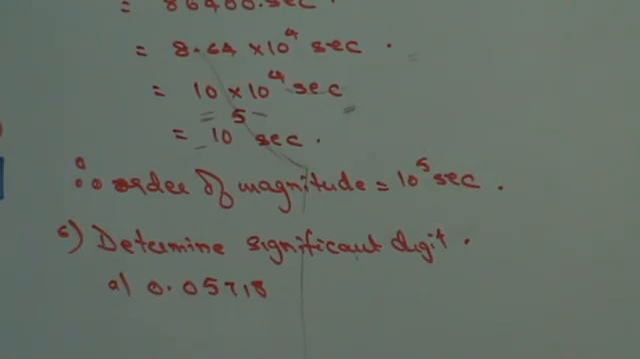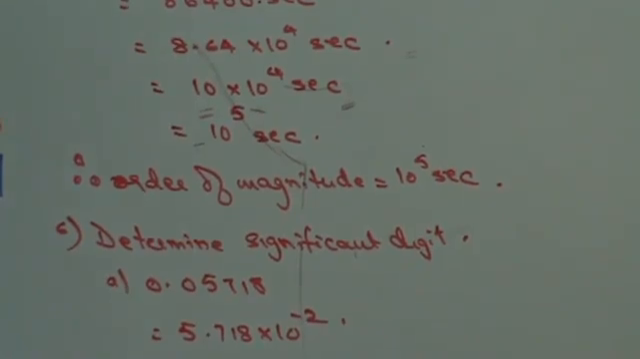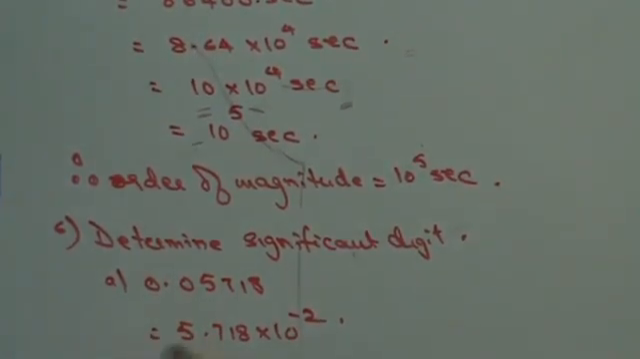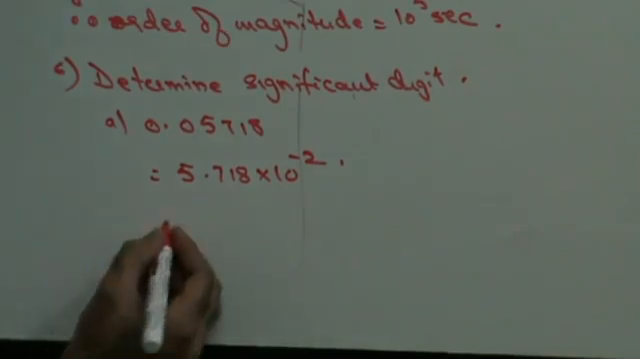What does scientific notation state? Scientific notation states that your answer should be in form of decimal, and the decimal should be after the first place, first number. That means if I want this decimal after the first number, I have to shift the decimal 2 to the right. So this can be written as 5.718 into 10 raised to minus 2. 0.05718 can be written as 5.718 into 10 raised to minus 2. So how many digits are there here? 1, 2, 3, 4. So number of significant digits are 4.